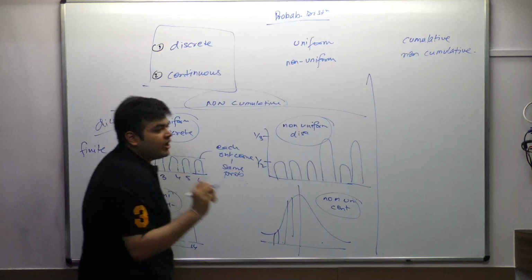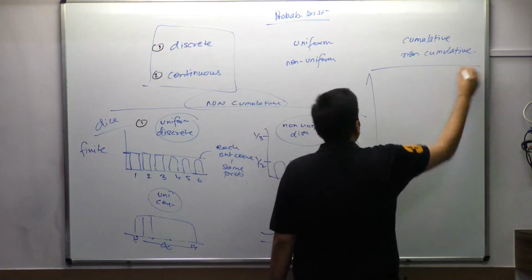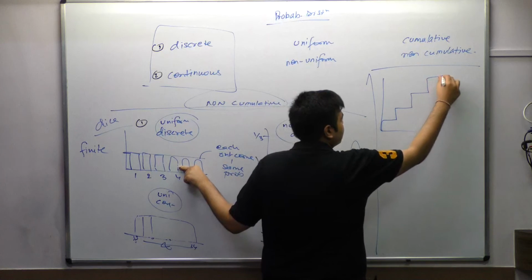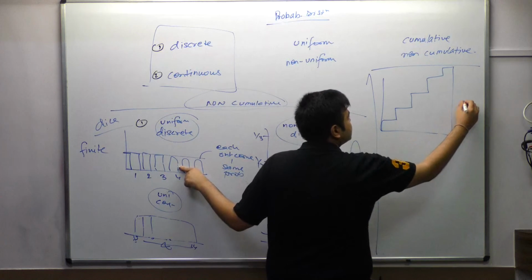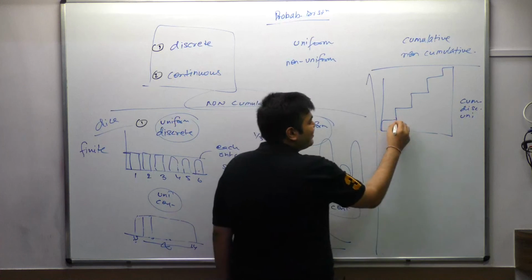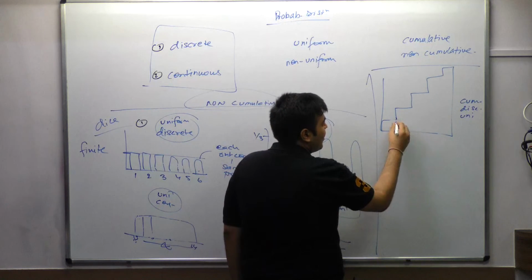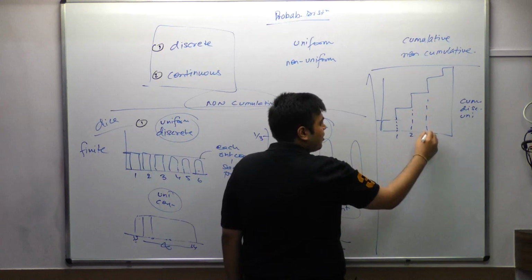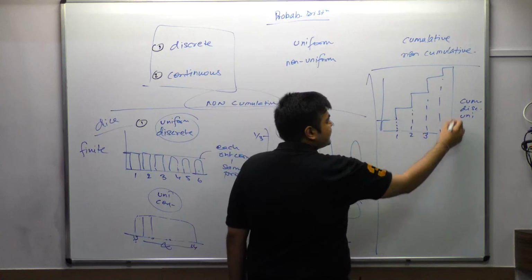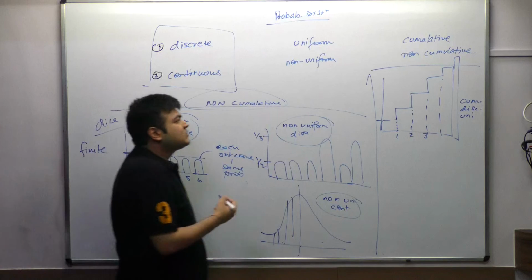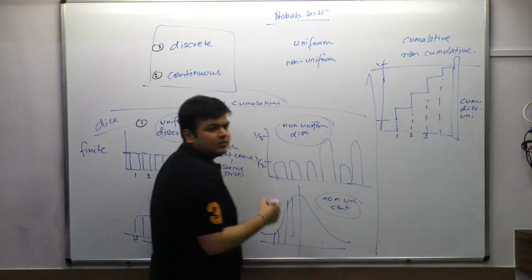I will give you the cumulative version for each. So cumulative, if you want to do it for this, this is the cumulative, discrete, uniform. Why is it cumulative? Probability till 1 is 1/6, till 2 is 2/6, till 3 is 3/6, till 4 is 4/6, till 5 is 5/6, and till 6 is 6/6. Last one has to be equal to 1 if you've taken all the data.